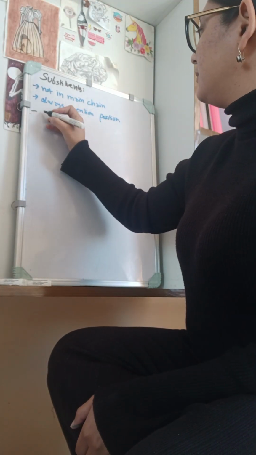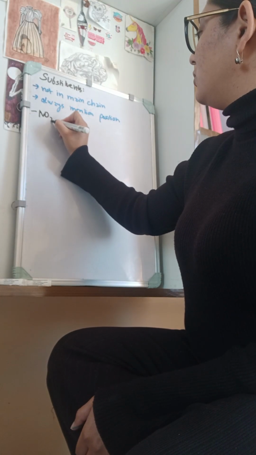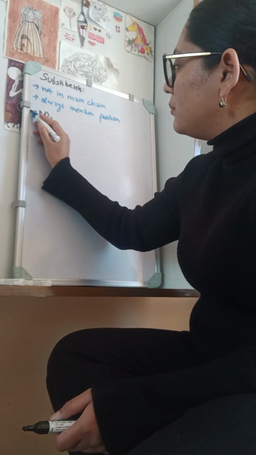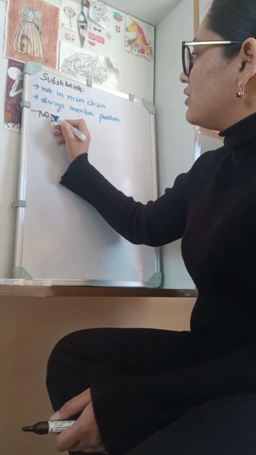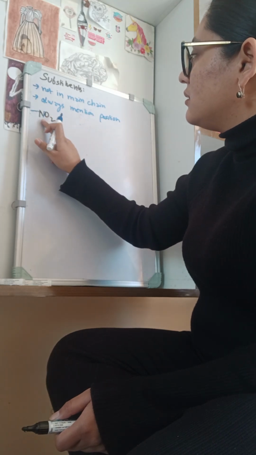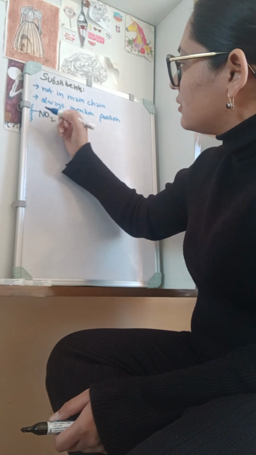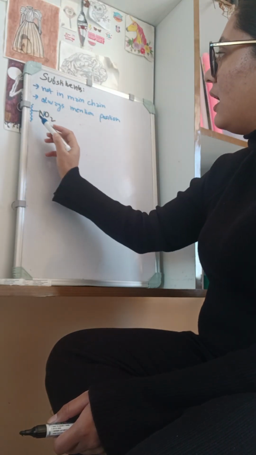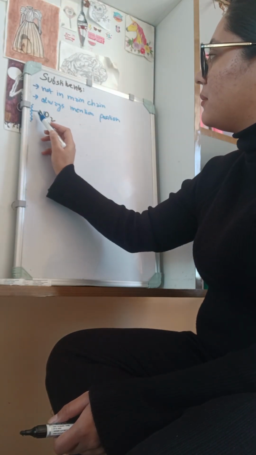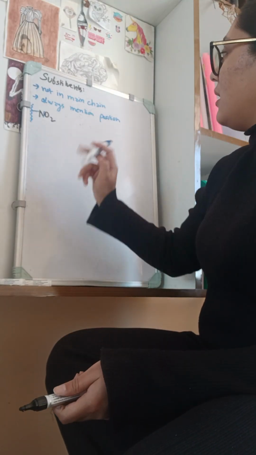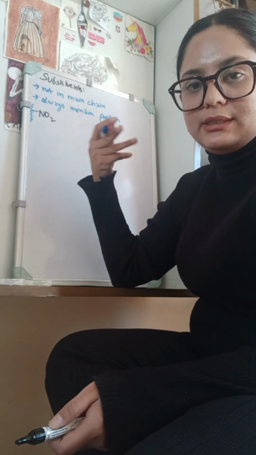We have NO2. This dash basically means the bond which connects the substituent to the main chain. This is the main chain, and this dash basically represents the bond between the substituent and the main chain. NO2 as a substituent is called nitro.